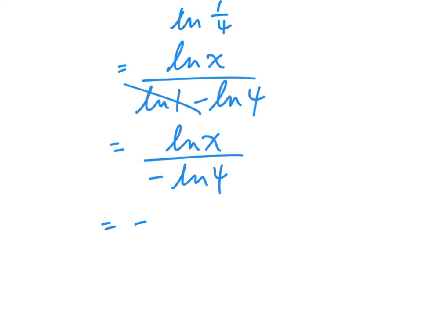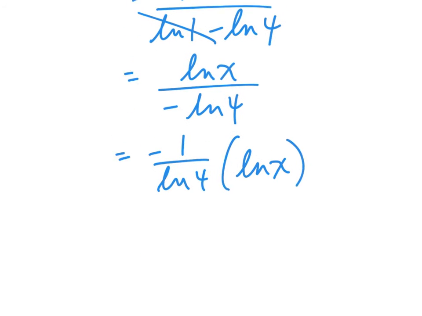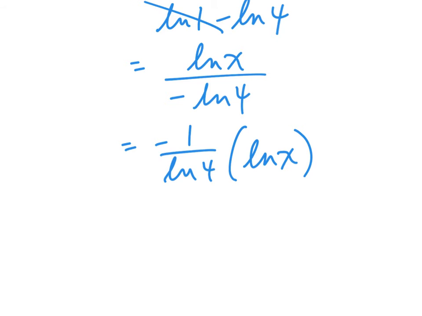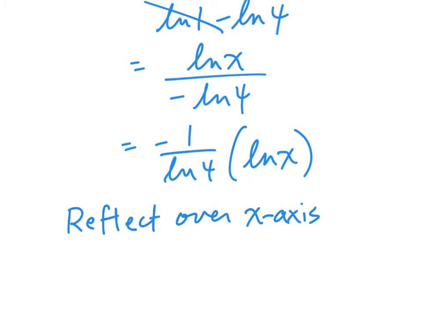Okay, again, take that, put it in the front. Now put 1 over natural log 4 in your calculator. Again, that turns out to be a number between 0 and 1. And we have an extra transformation, which is this reflect over the x-axis. And then we have a vertical compress by 1 over natural log 4.